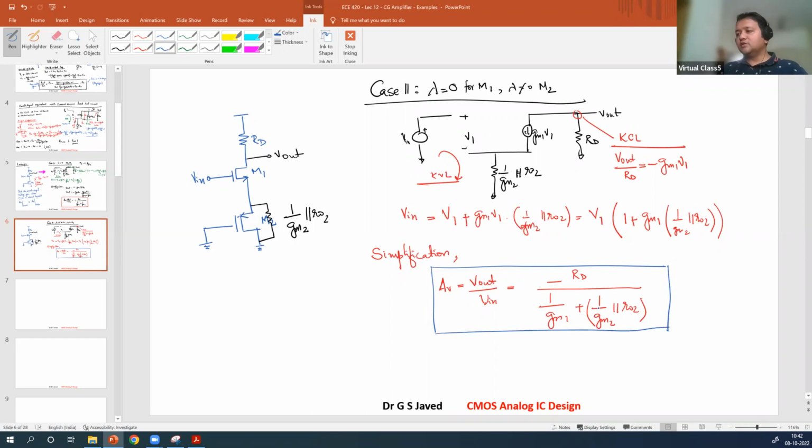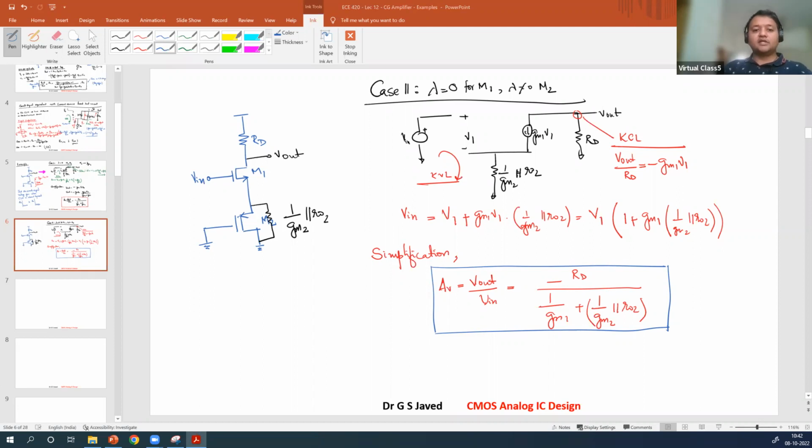Instead of just 1 over gm1 plus 1 over gm2 in the denominator, now this 1 over gm2 factor has the RO2, the channel length modulation impact, coming in parallel over here, right? So this is the second condition.